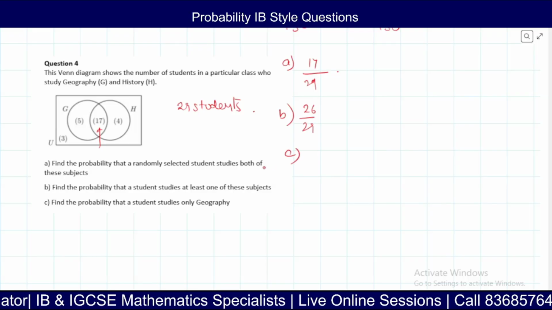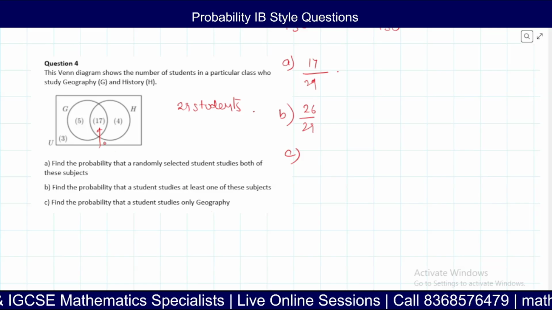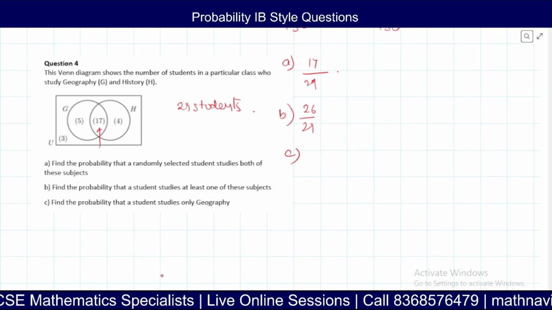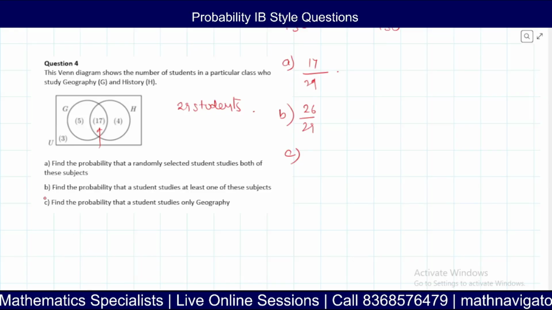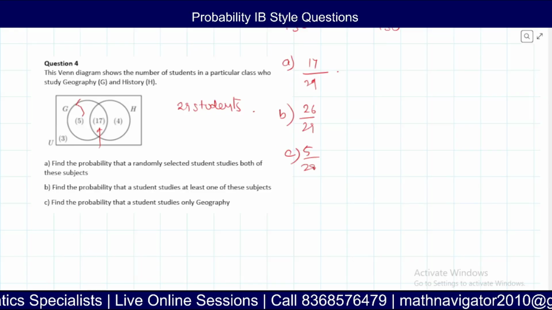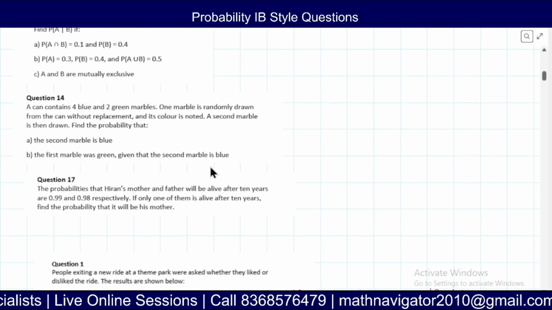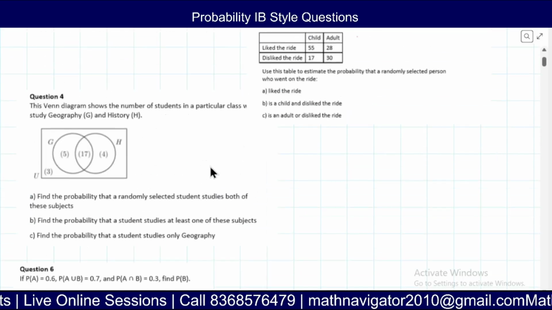Let's come to part C. Find the probability that a student studies only geography. Only geography means he's not studying history, he's only studying geography. So 5 over 29 is my answer. I hope this question is clear to you. Let's move to the next question.